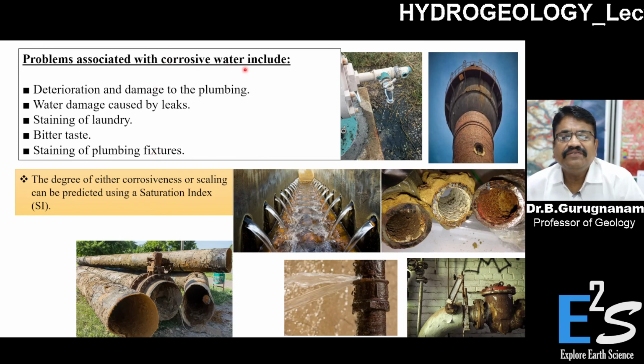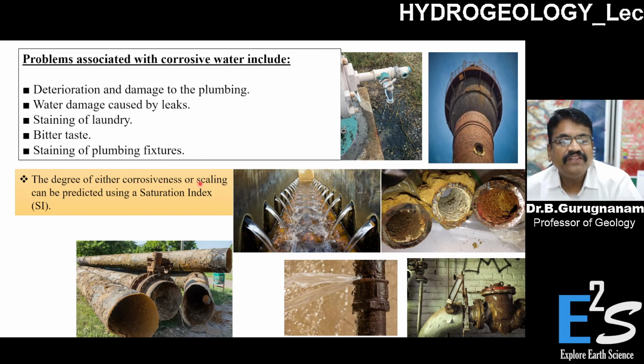Problems associated with corrosion are deterioration of and damage to the plumbing, water damage caused by leaks, staining of laundry, and bitter taste and staining of plumbing fixtures. And look at the different corrosions at different levels. You see, you have different scaling here, different corrosions here. Corrosion is high, very high, and you will also find lots of corrosion in areas of water movement. Here the complete pipe is damaged, and the pipe has even shrunk because it lost its strength due to this corrosion.